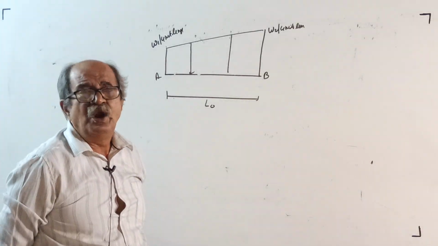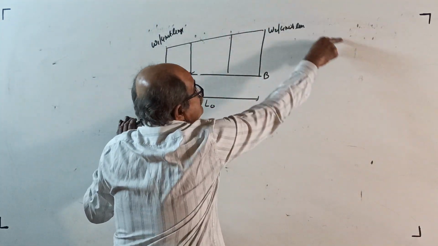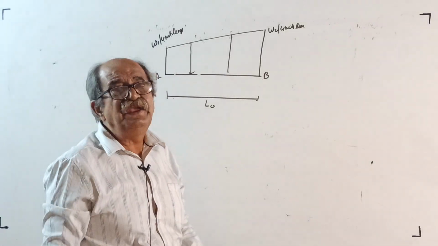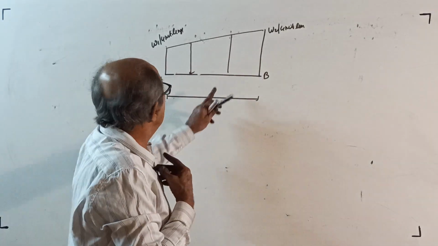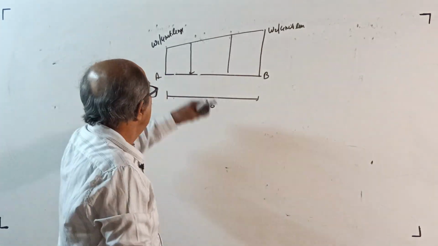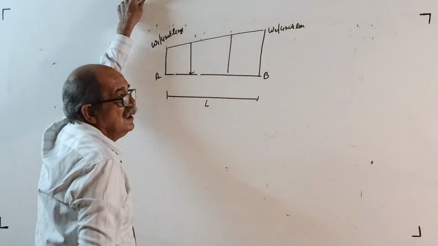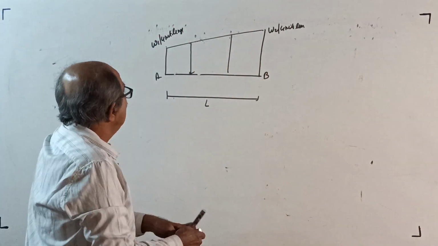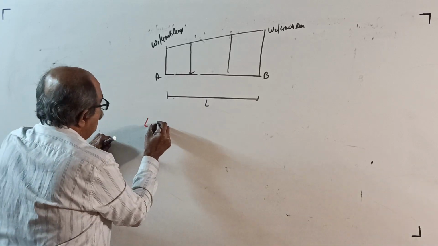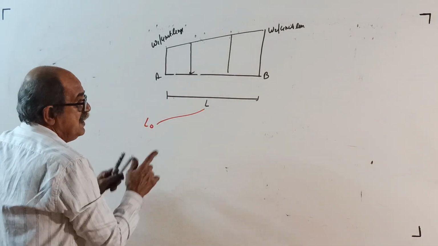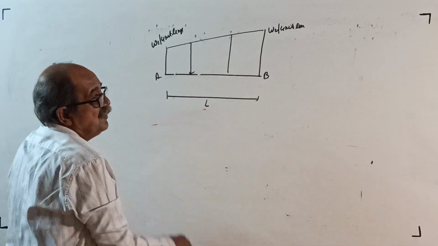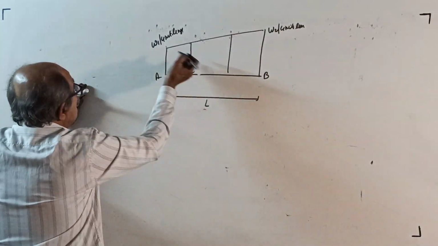Suppose you want the entire loaded length. In the notes I will write each and everything. Entire loaded length there, then this is L, not L0, L. If you take the entire loaded length, your L0 will become L. Make a note, then write. But right here, then one more sketch.